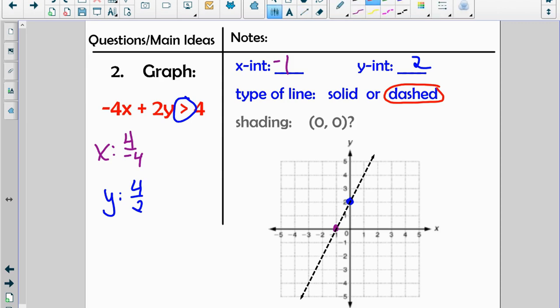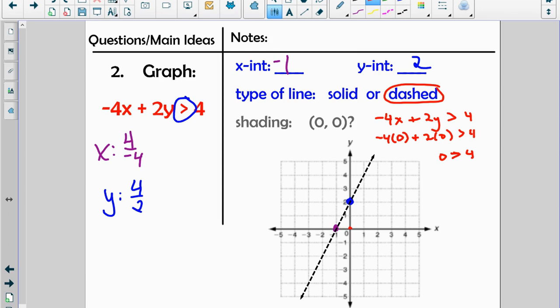So we want to test a point, and it does look like 0, 0, the origin, is clearly on one side of the boundary line, so that would be okay to test with my inequality. So -4x plus 2y was greater than 4. When I plug my zeros in, just like we saw last time, it's basically going to make the entire left-hand side 0, because anything times 0 is 0, and 0 plus 0 is 0. So I can just skip to the end here. I know what's going to happen.